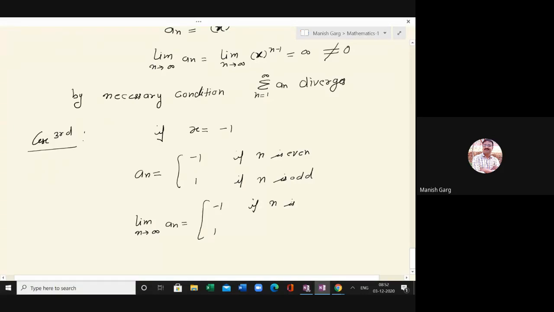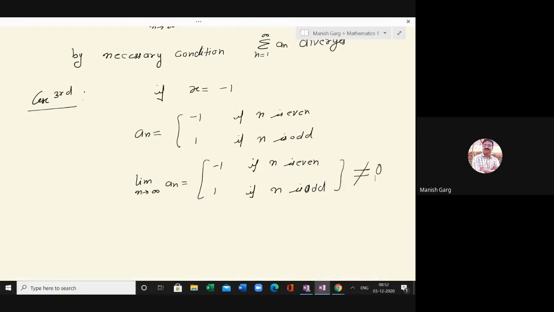If n is even or if n is odd, in both cases this is not coming zero. It is oscillatory. So you can say not convergent, not divergent, or more precisely, because two values are coming, it oscillates, or you can say it diverges.